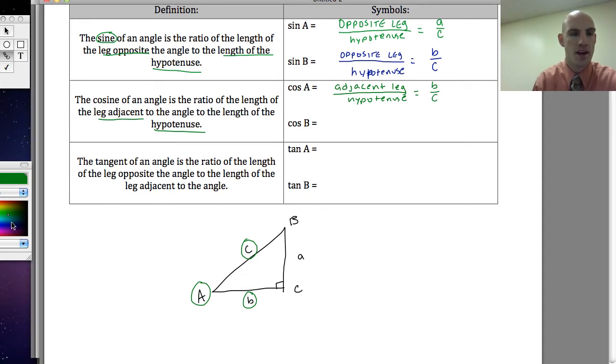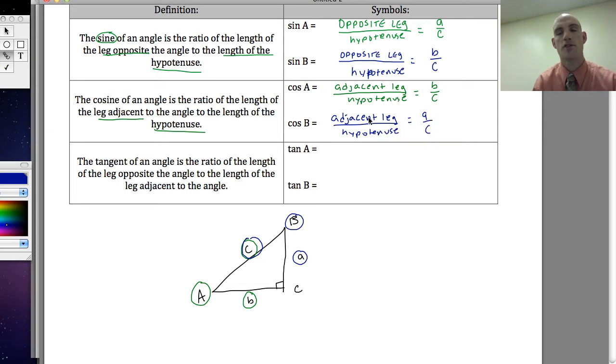The cosine of B, I'll use blue again, is the adjacent leg, which is A, over the hypotenuse, which is still C. Okay? So cosine is adjacent over hypotenuse. Let's talk about tangent.